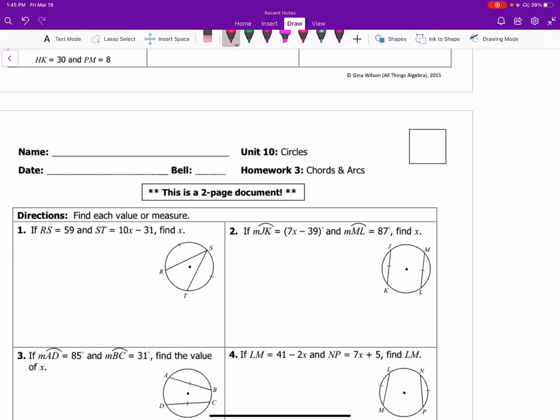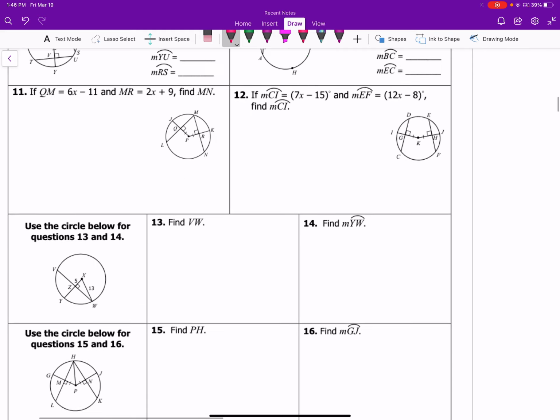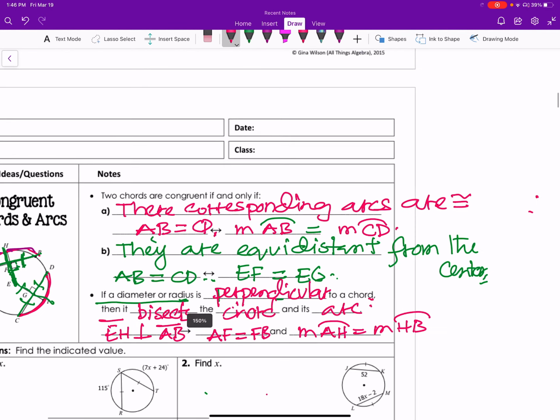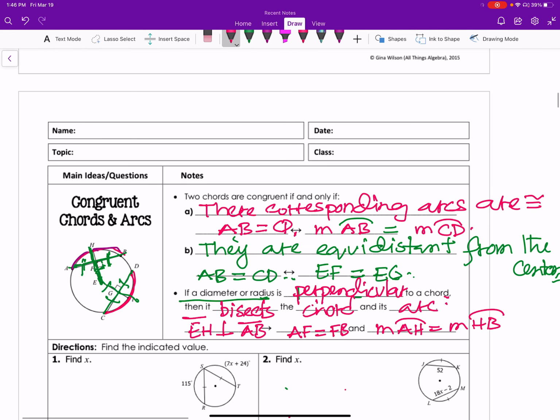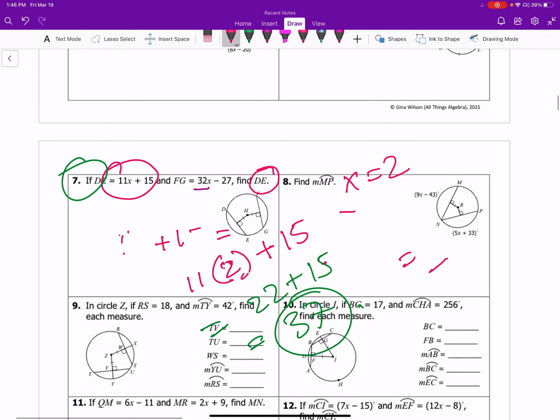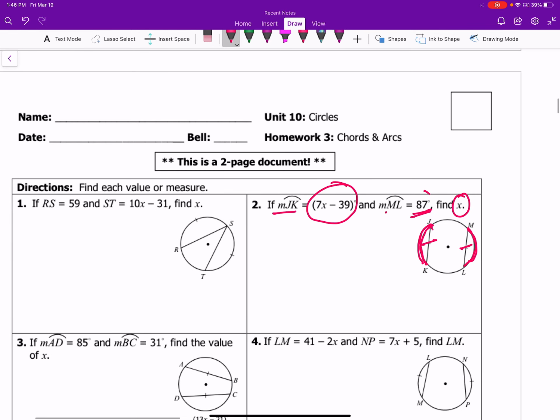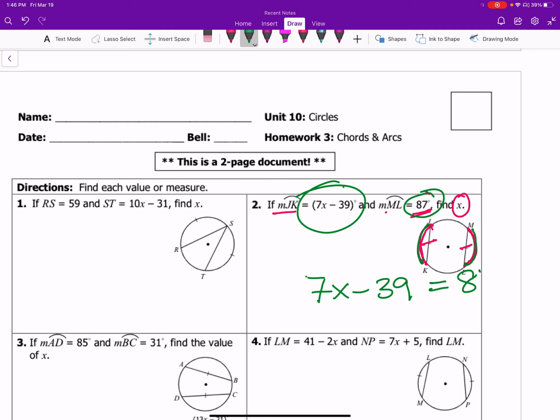So if we move forward, I can see in this next number that again this is also a chord and arc, the measure of arc JK and the measure of arc ML. They are given like this. So what is x? If the measures of arcs are equal, then we said the chords are equal. Look at this theorem: if the corresponding arcs are congruent, then the chords are equal. That means this and this are equal. So likewise, we can say over here that this arc and this arc are equal because they are arcs. So we can say 7x minus 39 equals 87.